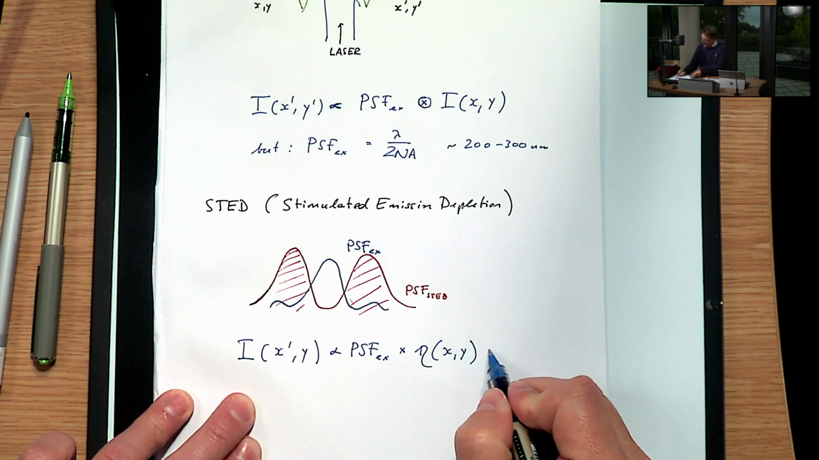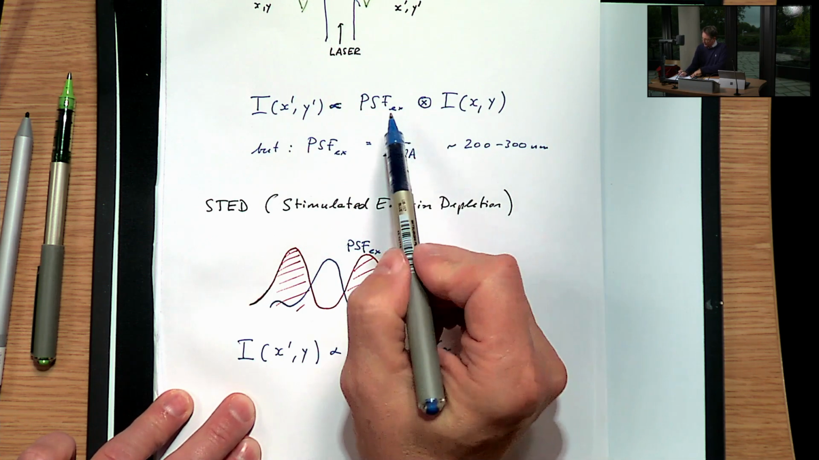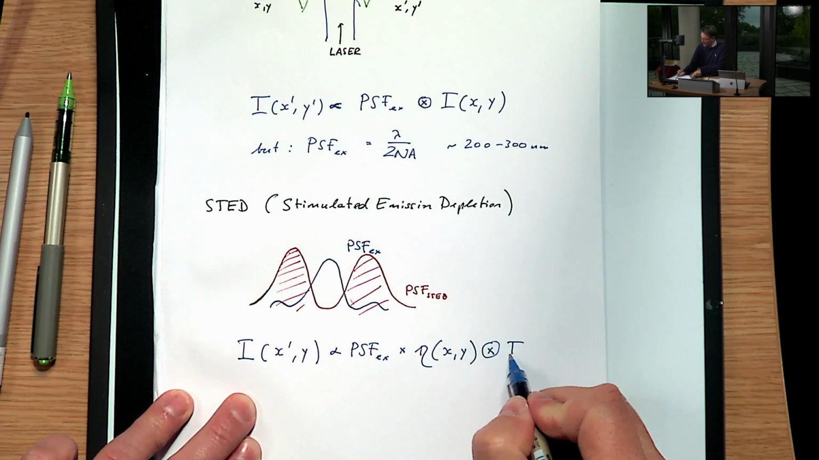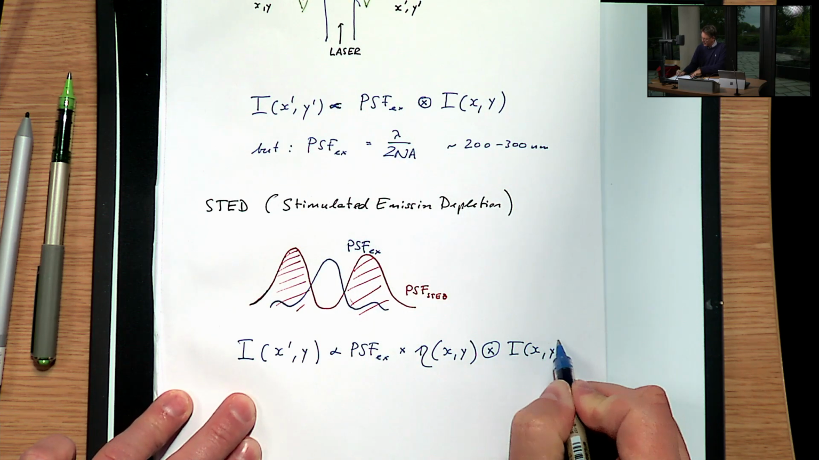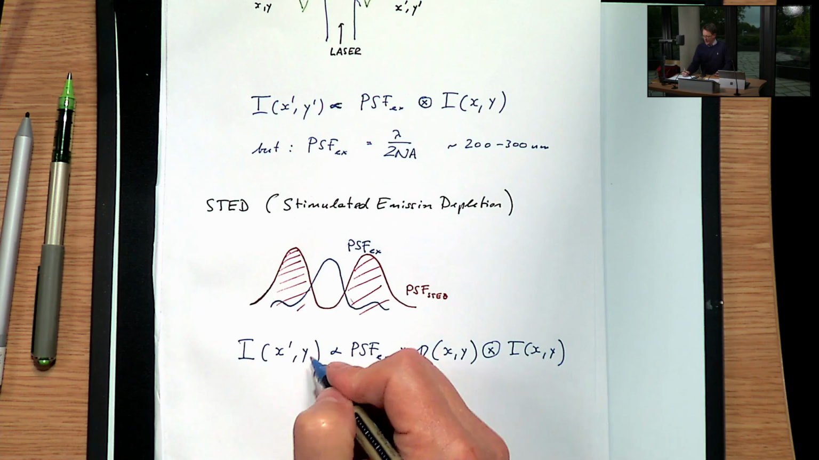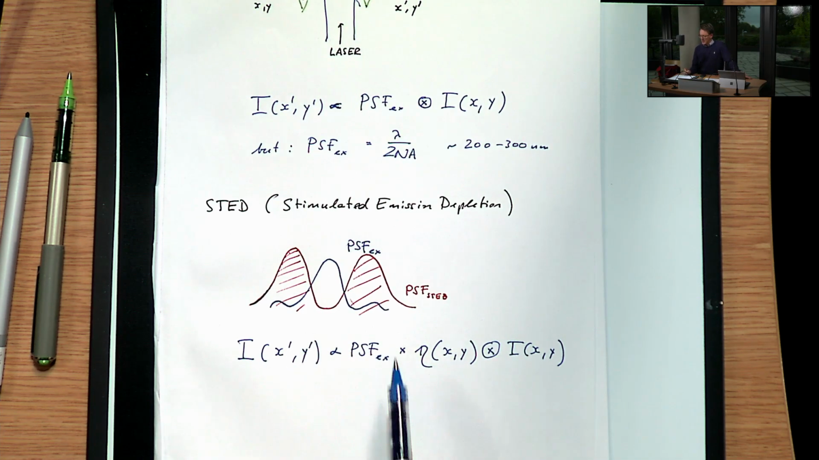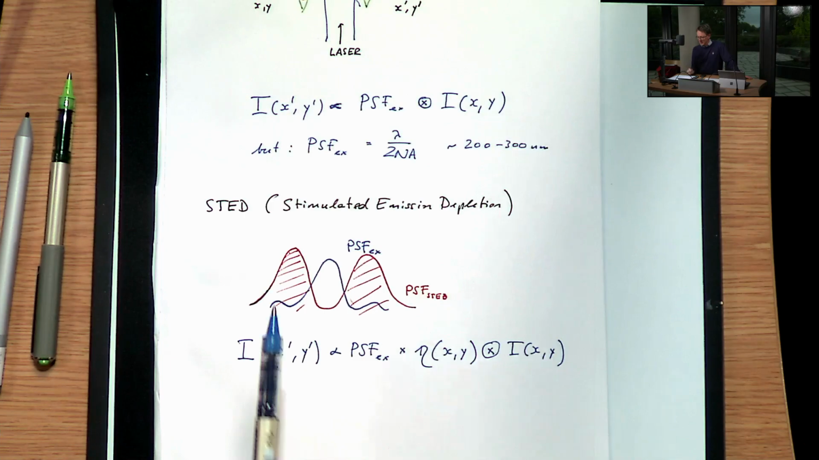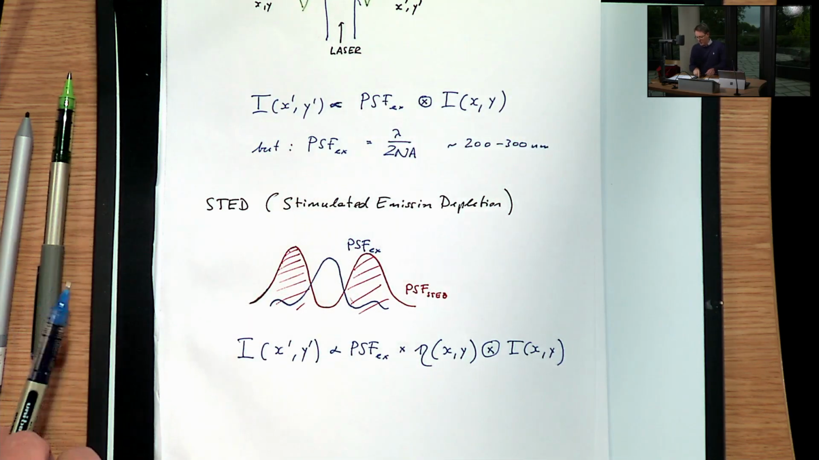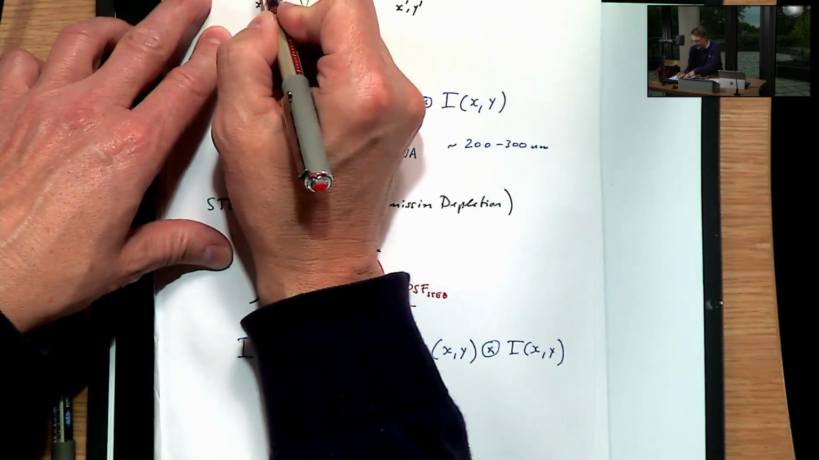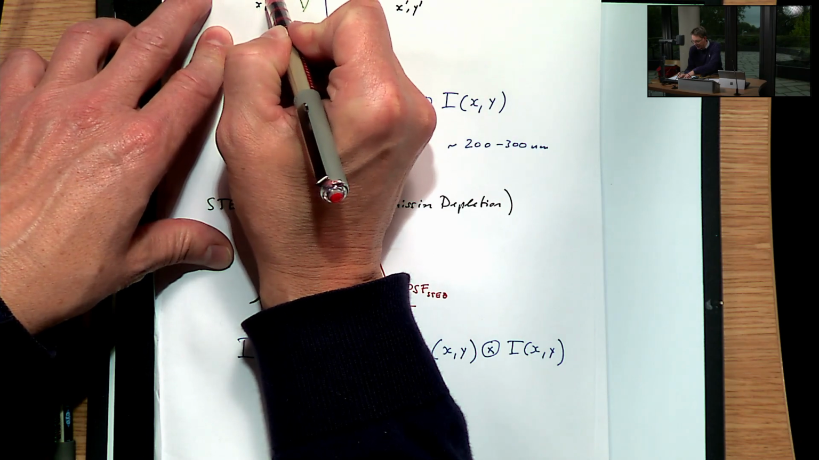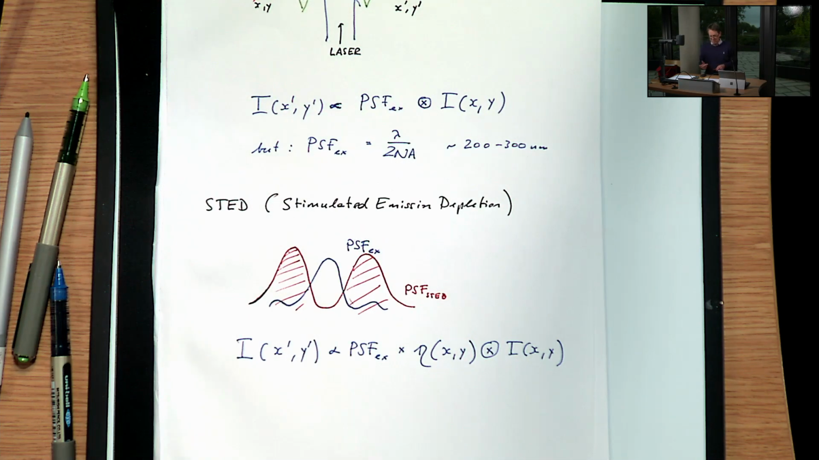And that whole thing is, as before, convolved with the fluorophore distribution in the sample plane, I of xy. So the image is now the same as this, except we have that red depletion factor sitting on top of this function. Okay? So let's go back to the presentation.